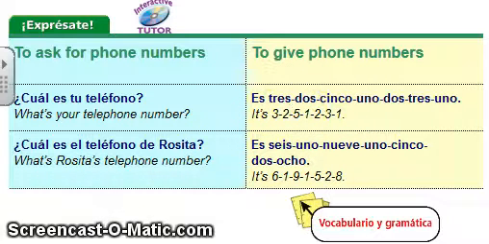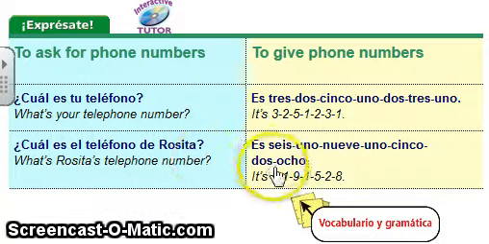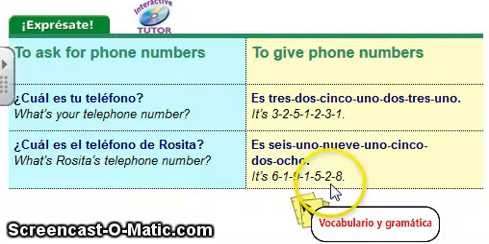If you wanted to know what someone else's telephone number was, in Spanish, the question you would ask would be, ¿Cuál es el teléfono de Rosita? And I would respond, es 6-19-15-28.